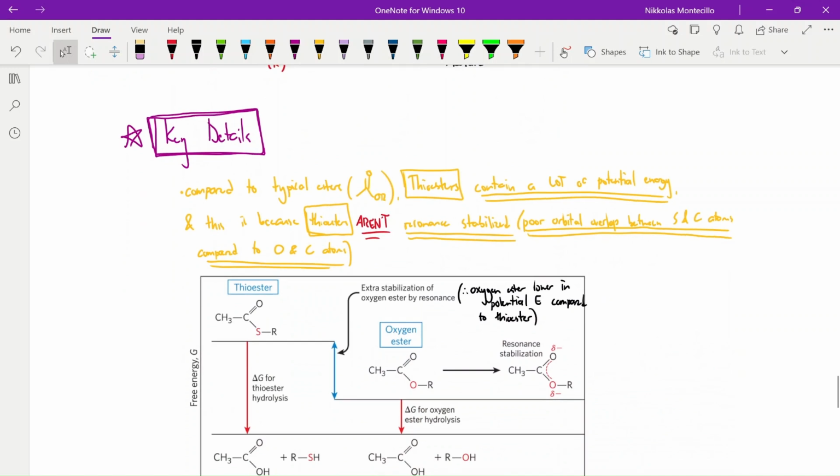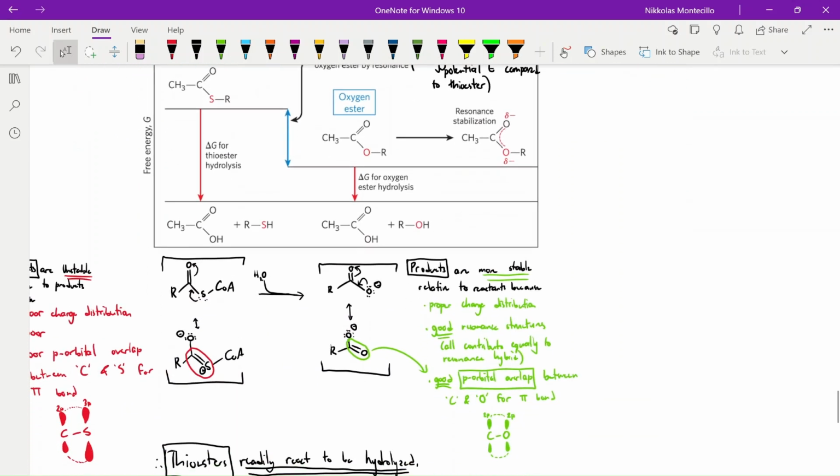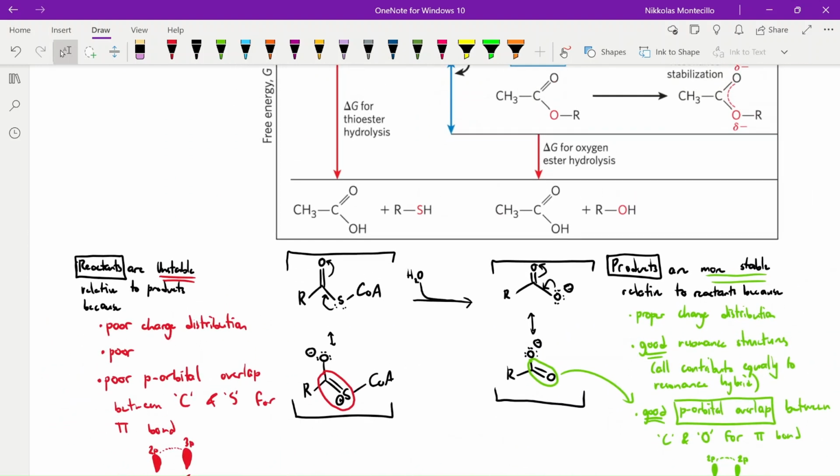So, compared to typical esters, thioesters contain a lot of potential energy, and this is because thioesters aren't resonance stabilized. So if I go here, we see that thioesters are unstable relative to the products because there's poor charge distribution, there's poor orbital overlap, and there are poor resonance structures. Poor resonance hybrid.